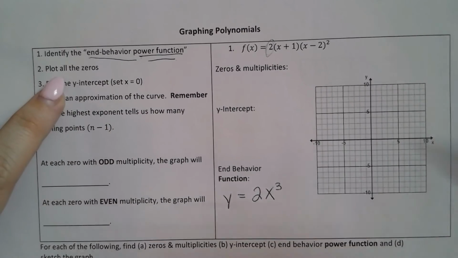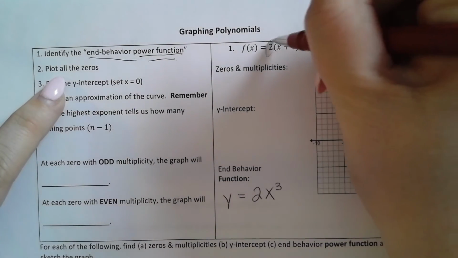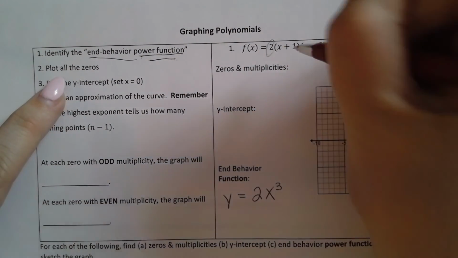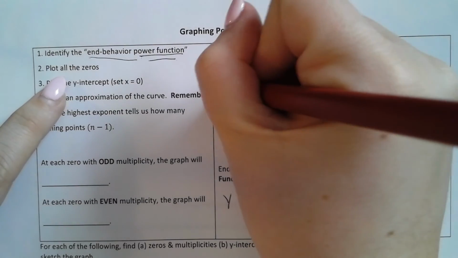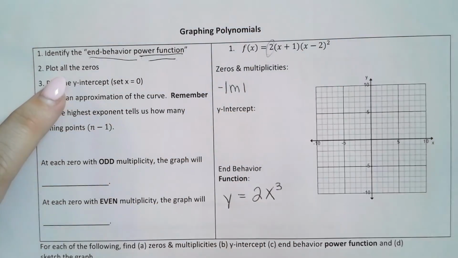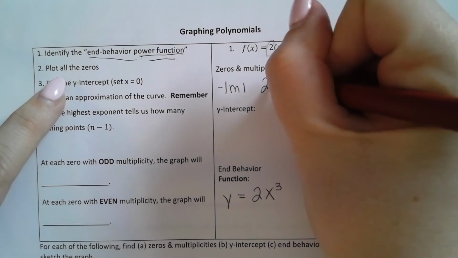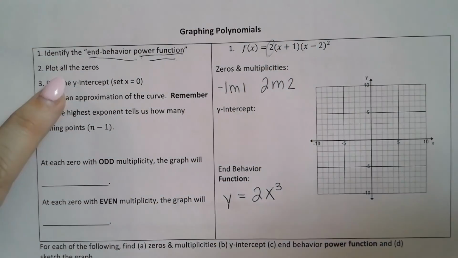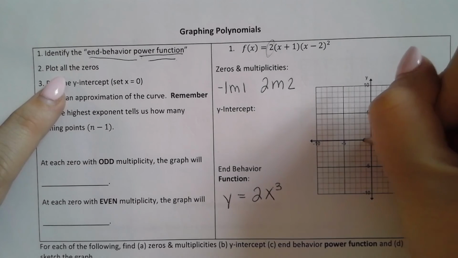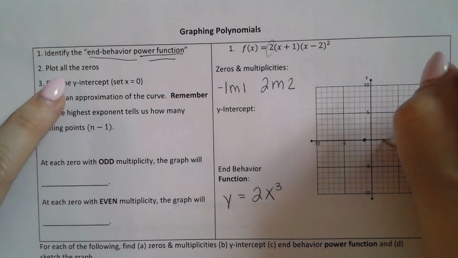Okay, number 2 says plot all the zeros. If I set 2 equal to 0, that's not going to give me a 0. If I set x plus 1 equal to 0, I'm going to get negative 1 with a multiplicity of 1. If I set x minus 2 equal to 0, I'm going to get positive 2 with a multiplicity of 2. So I've got zeros at negative 1 and positive 2.